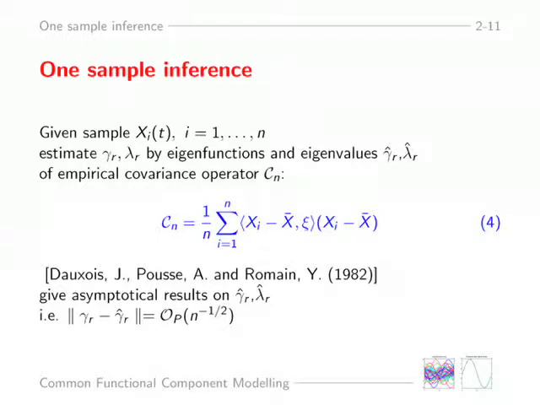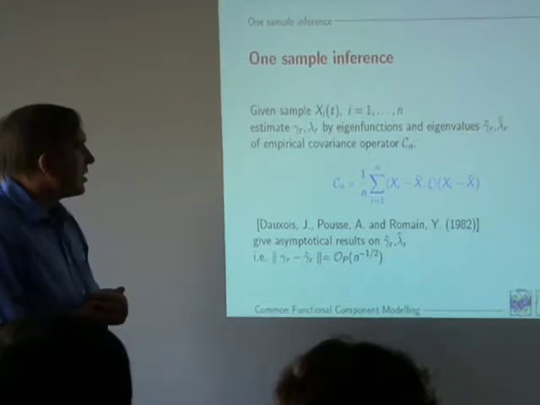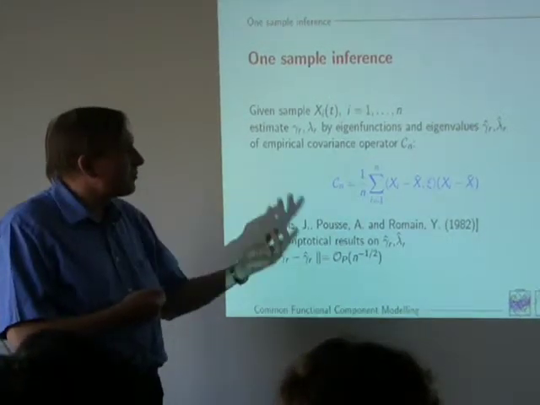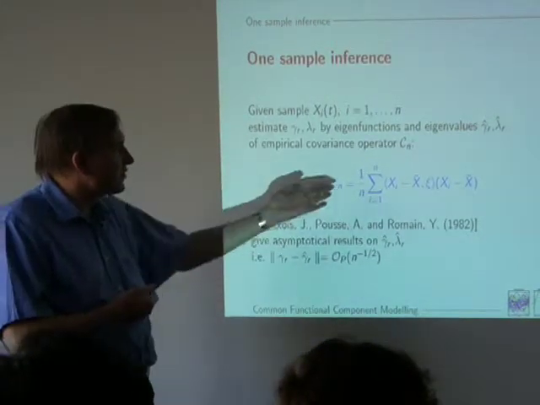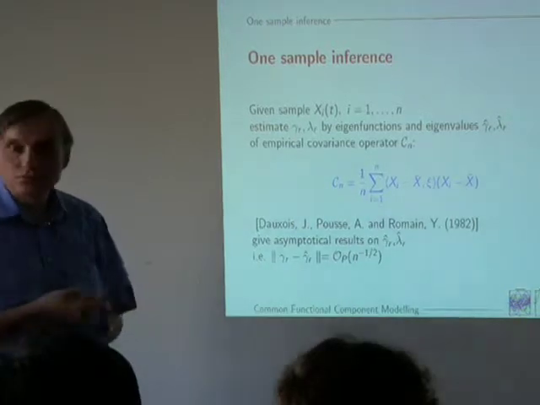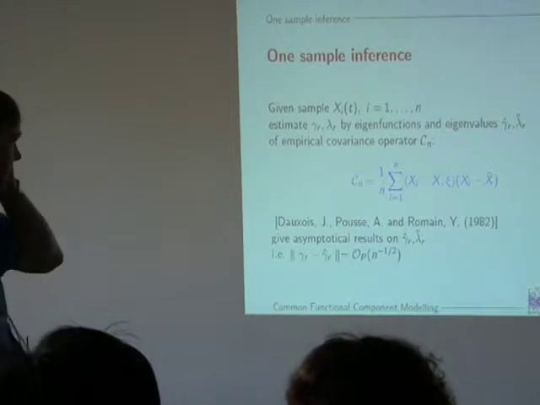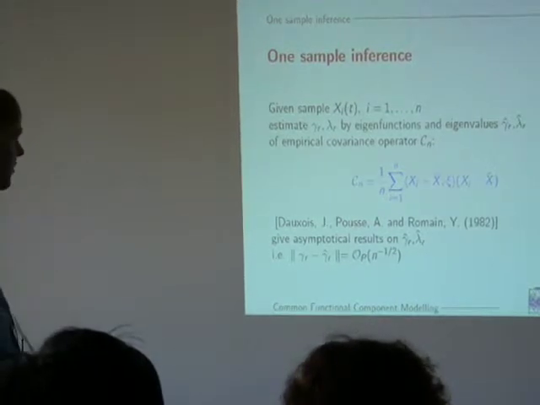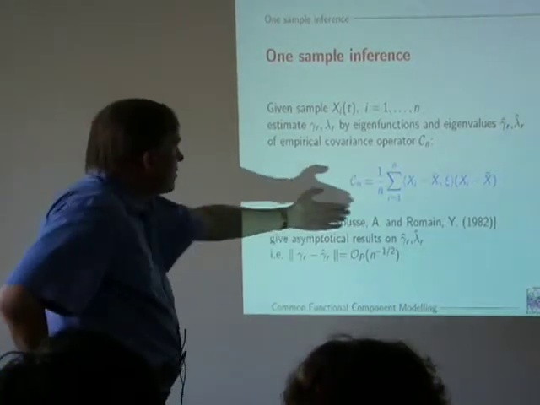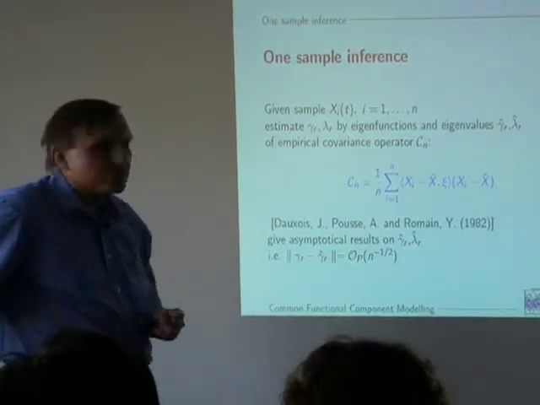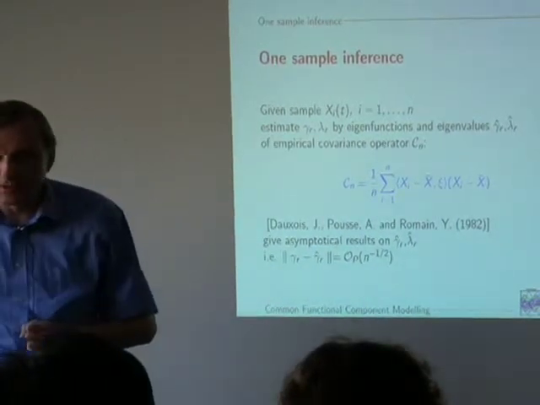How good are these estimates? How do they differ from, for example, eigenvalues, eigenfunctions of this thing? How do they differ from the true eigenvalues and eigenfunctions of the true covariance operator? Depends, of course, on the sample size. For example, some people have shown that it's of the order n to the minus 1/2, parametric relative convergence.